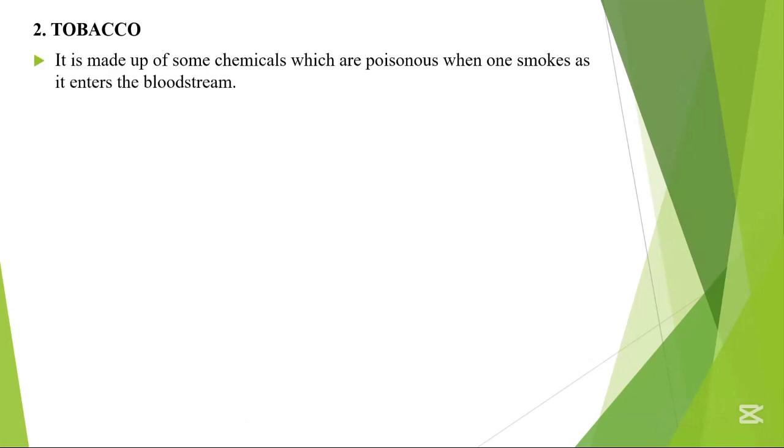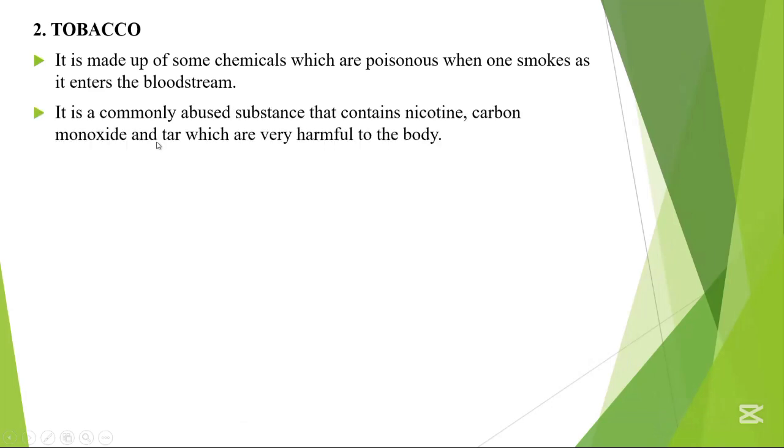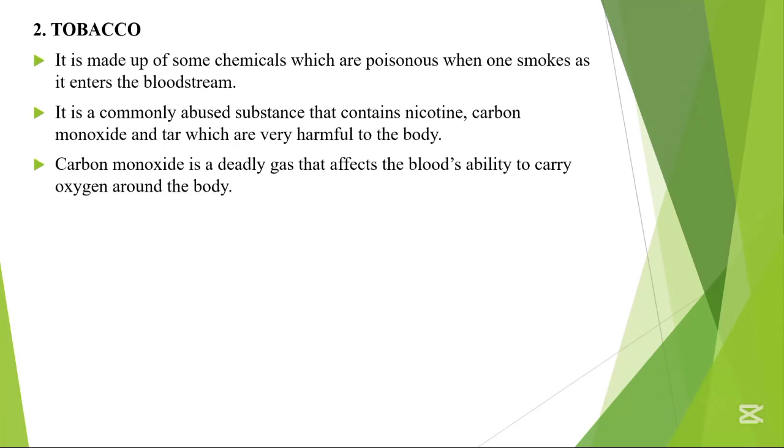Now, away from alcohol, the other commonly abused substance is tobacco. Tobacco is made up of chemicals which are poisonous when one smokes as it enters the bloodstream. It contains nicotine, carbon monoxide, and tar. Those are the three dangerous substances in tobacco, and they are very harmful to the body. Carbon monoxide is a deadly gas that affects the blood's ability to carry oxygen around the body. So you see what you're doing to your body if you abuse tobacco. You are making it very difficult for your blood to carry oxygen.